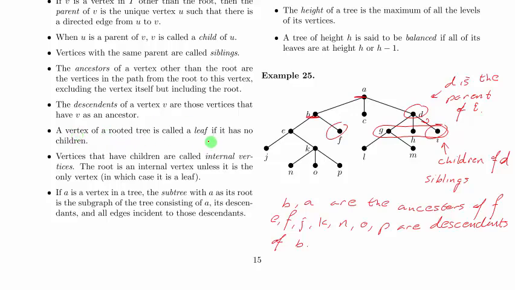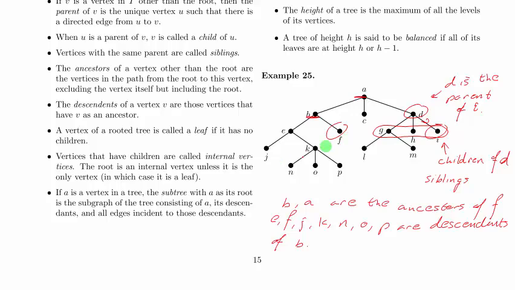A vertex in a rooted tree is a leaf if it has no children. So for instance here, J, N, O, P, F, C, L, M, H, and I are all leaves in this tree. Vertices that have children are called internal vertices. So the root is an internal vertex unless it's the only vertex, in which case it's also a leaf and we just have a single vertex and no edges as our graph.